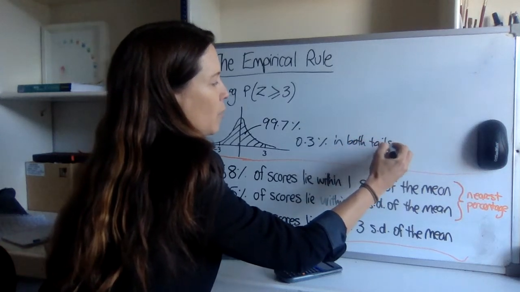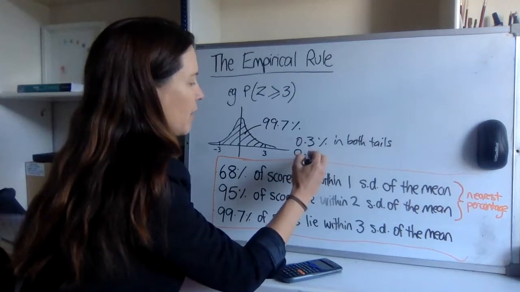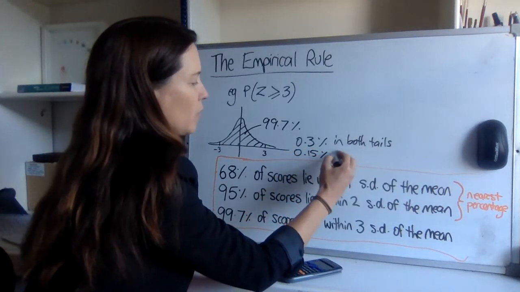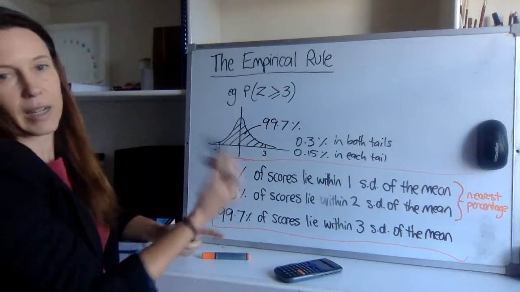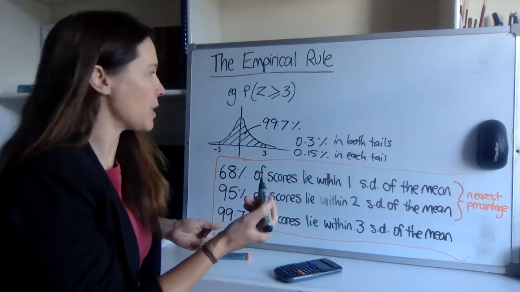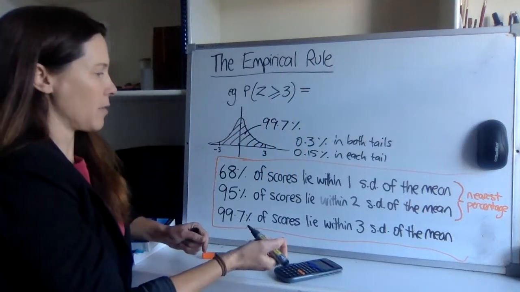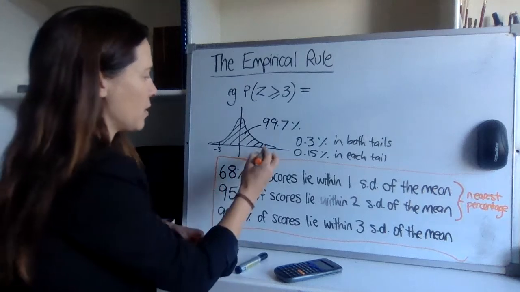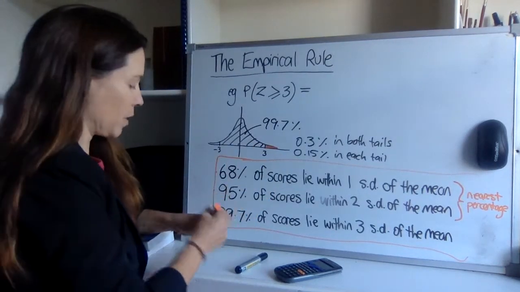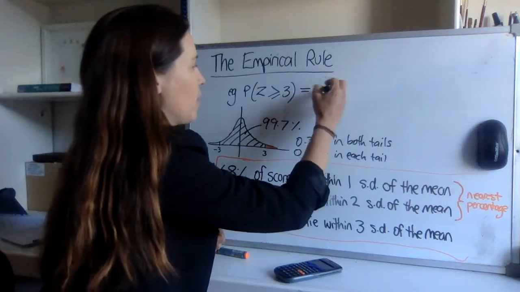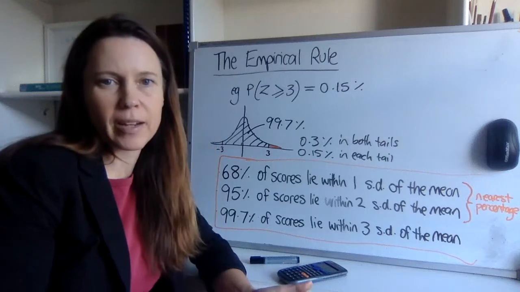Now, if you only are interested in the size of one of those tails, obviously you need to halve that. 0.15% will be in each tail. And thinking that through with your diagram and even writing out your reasoning can be really helpful. So then the probability that a z-score is greater than or equal to 3, I'm just wanting the size of this tail up here, and there's only one of them. So that means I have 0.15%.